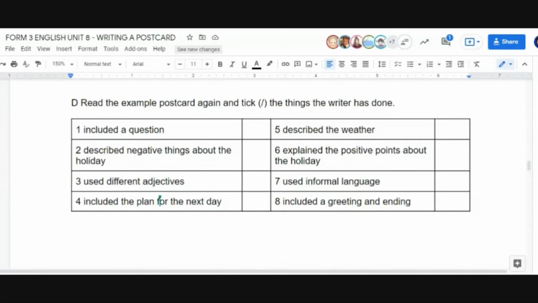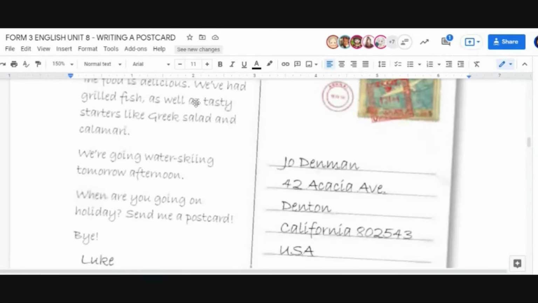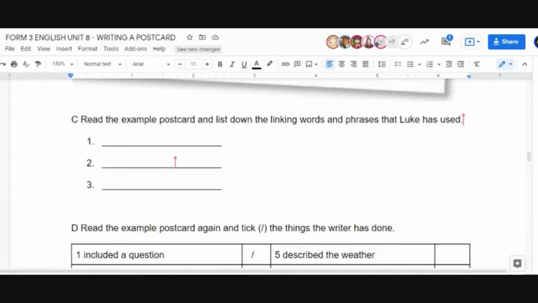Read the example postcard again and pick the things the writer has done. Okay, included a question. So there are 8 criteria here. I want you to put a tick here, read the example, you can put the tick on the things that he has included. Any one of you can do it. Okay, do it now, give you 1 minute. Okay, number one, included a question. If you look at the postcard, he has asked a question, when are you going on holiday? So he has asked a question.